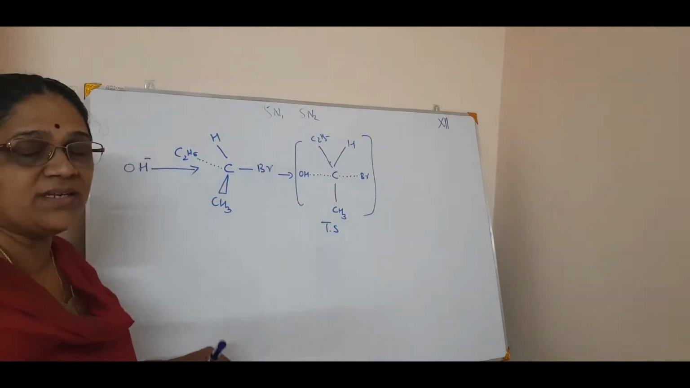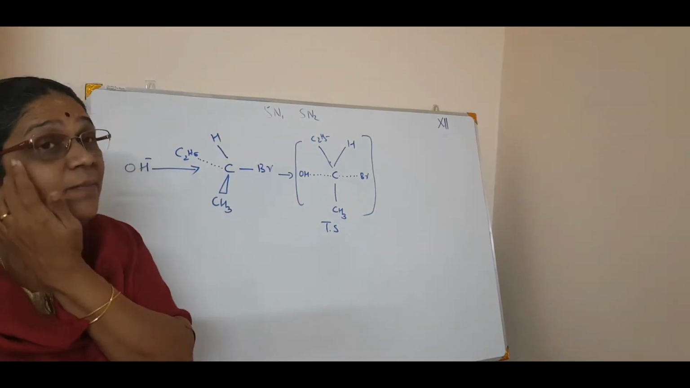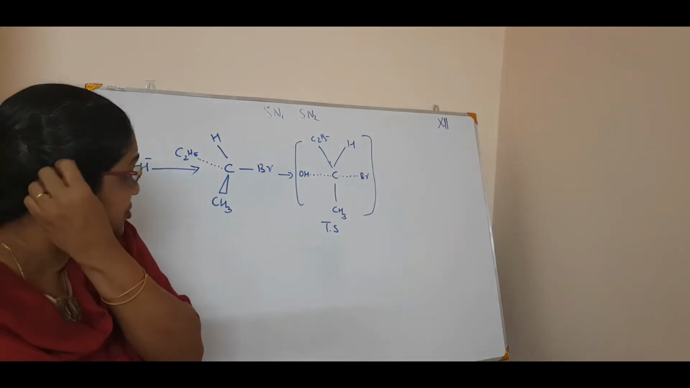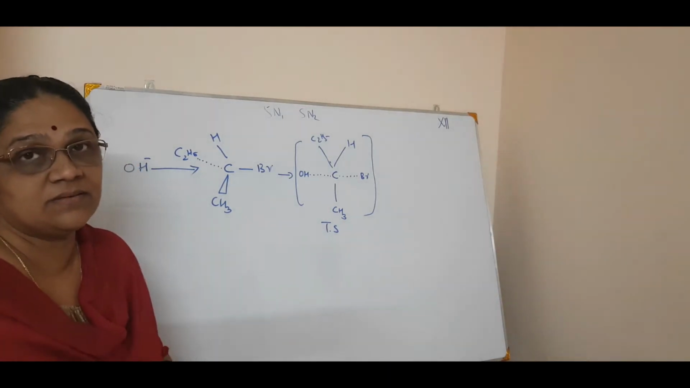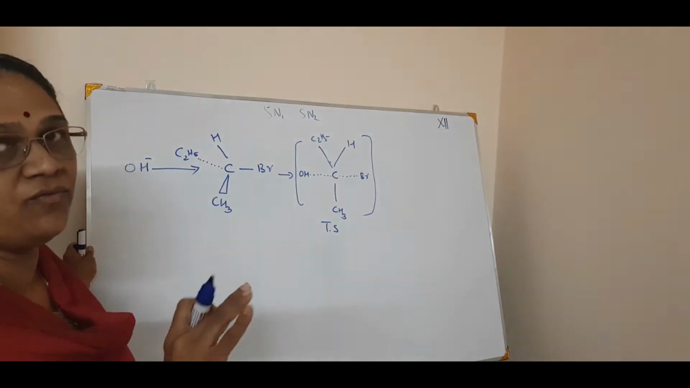You know what's the difference between an intermediate and a transition state, isn't it? An intermediate you can isolate, whereas the transition state you cannot isolate. It will go immediately off to the product.